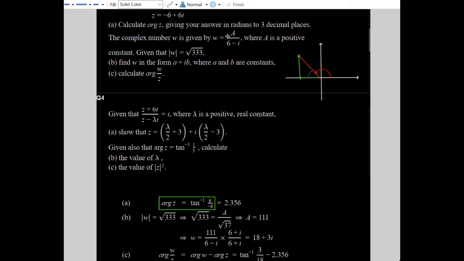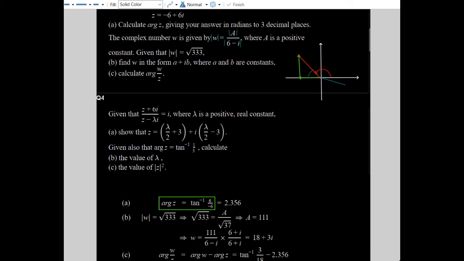If I were to find the length of w, I'd need to find the length of a, which is a constant, so it's just going to be a, and I'd also need to find the length of 6 minus i, which is going to be the square root of 6 squared plus 1 squared using Pythagoras' theorem. We know that the real part is 6, the imaginary part is minus 1. I can then consider this as a Pythagorean triangle. 6 squared plus 1 squared will give me the hypotenuse of that triangle.